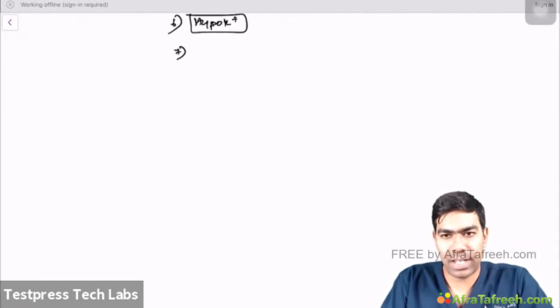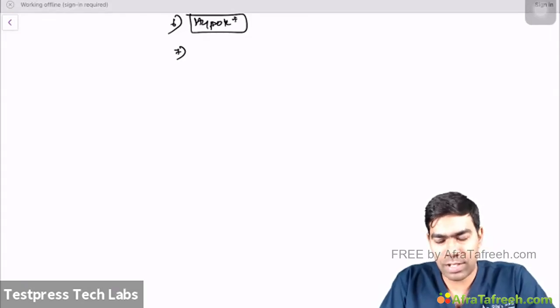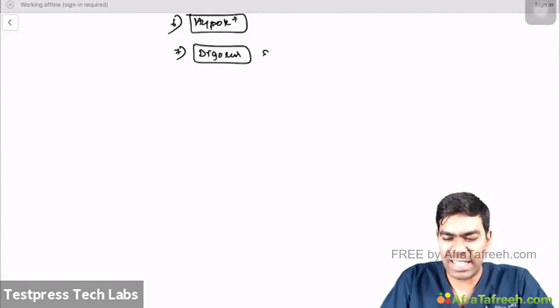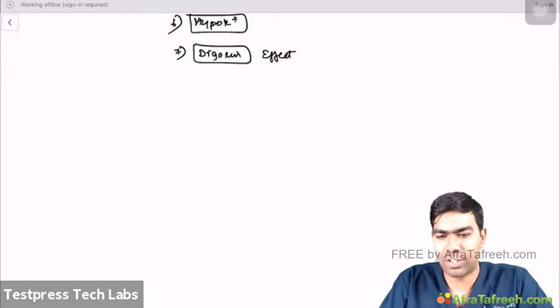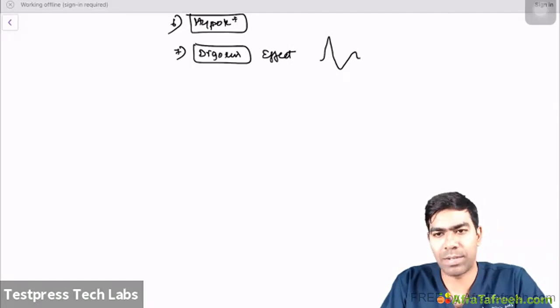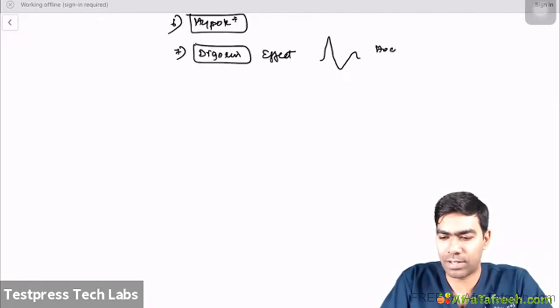So hypokalemia can produce ST depression. We know that. One of the important signs of hypokalemia is ST depression. Then digitalis, digoxin can produce ST depression. We know what the digitalis effect is. And it's going to produce a typical type of ST segment depression called the hockey stick appearance.